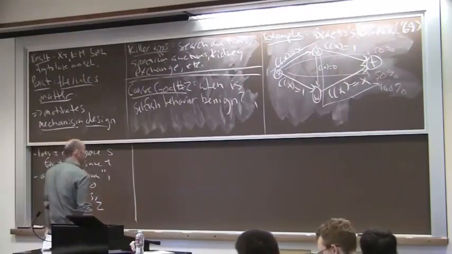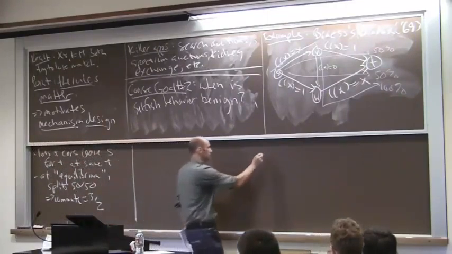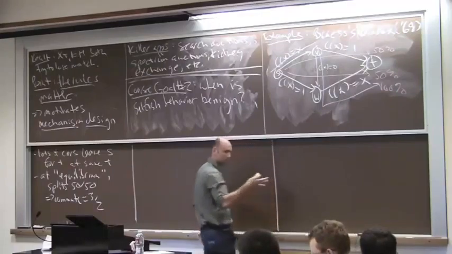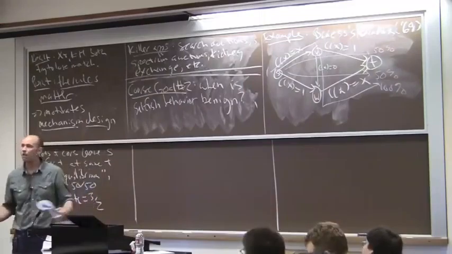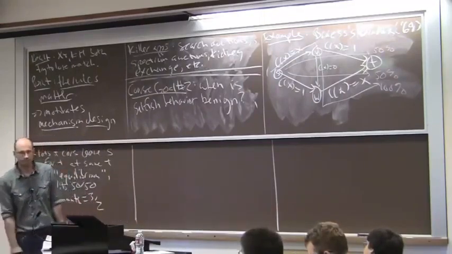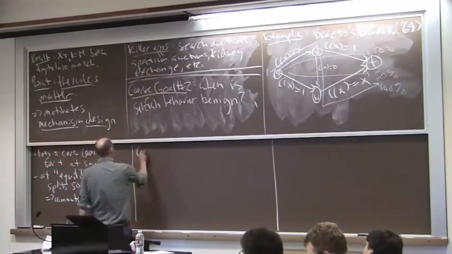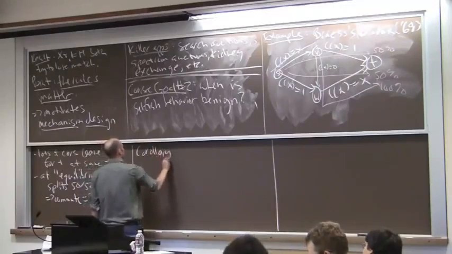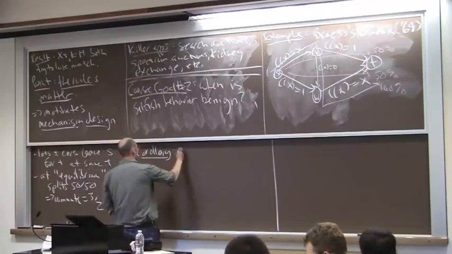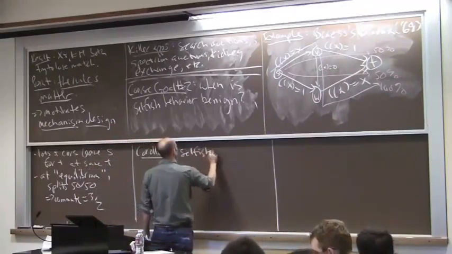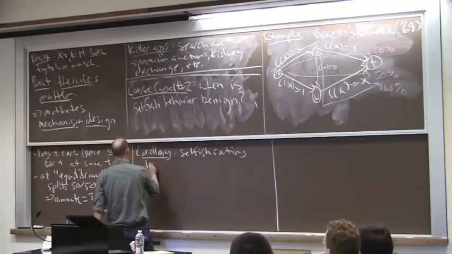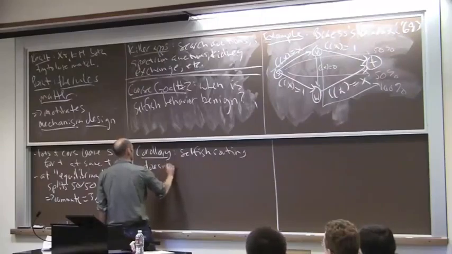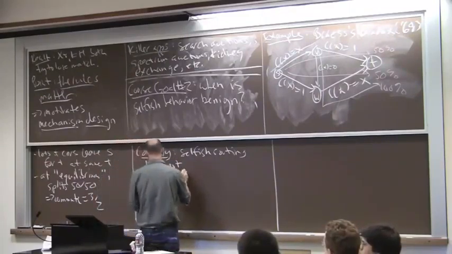So a corollary of Braess's paradox, which is much more intuitive, is that selfish behavior by everybody doesn't always give the best thing for everybody. So in this context, selfish routing need not minimize the commute time.